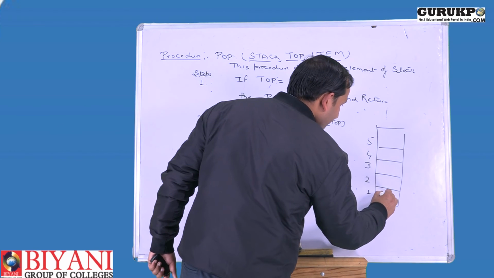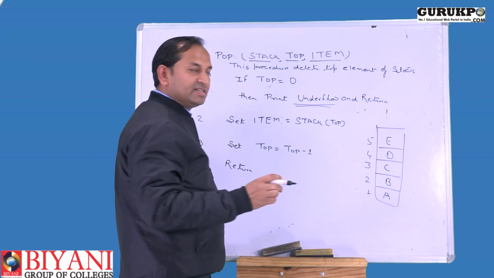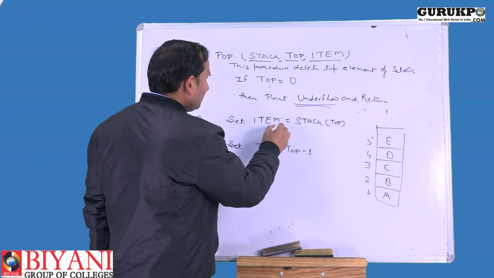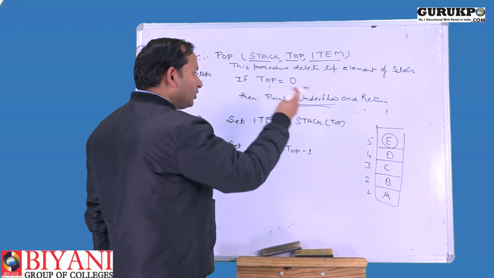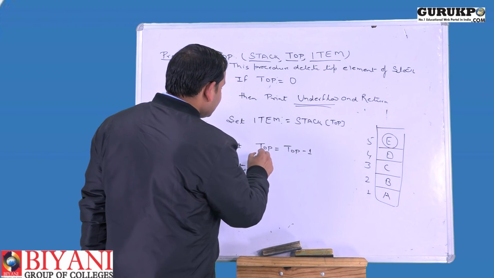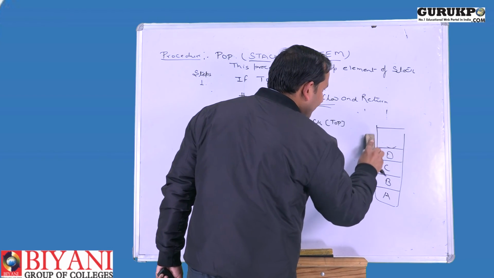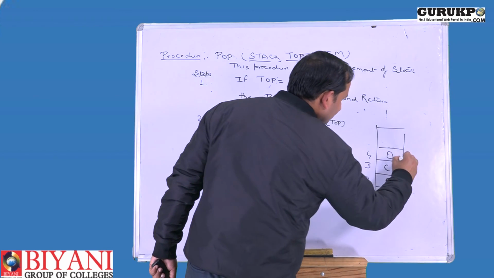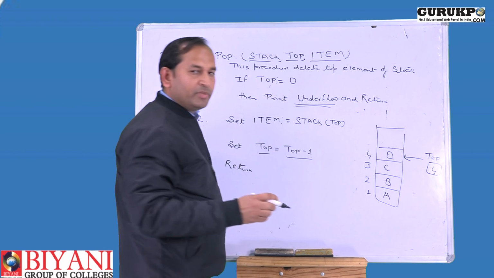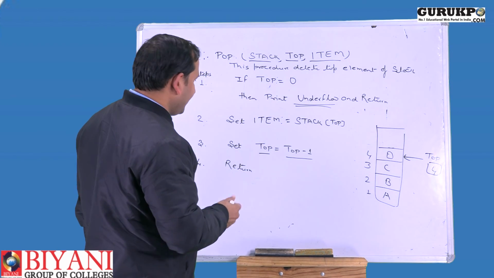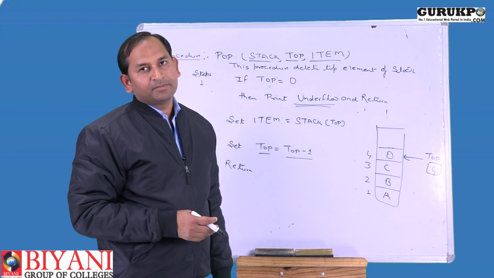Suppose we have 5 elements inside the stack, then step number 2, item equal to STACK[TOP]. The element which exists on top of the stack will be stored into the item. Now, set top equal to top minus 1. In this case, E is deleted here and top will point to the fourth position of the stack and return. So, these are the basic steps by which we can easily insert or delete an item from the stack.